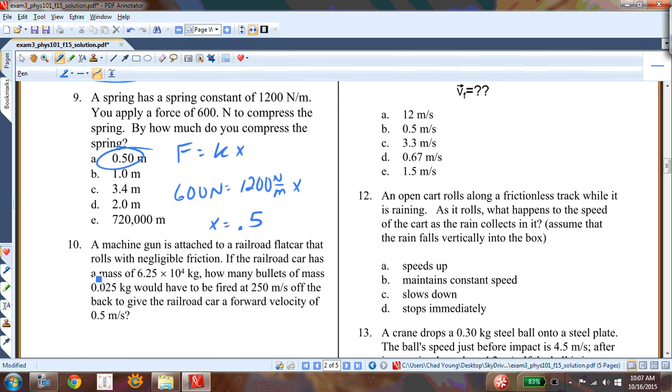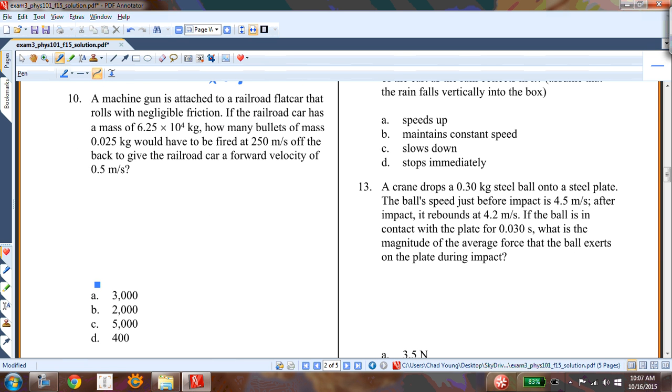A machine gun is attached to a railroad flat car that rolls with negligible friction. If the railroad car has a mass of 62,500 kilograms, how many bullets of mass 0.025 kilograms would have to be fired at 250 meters per second to give the railroad car a forward velocity of 0.5 meters per second? We had a similar problem. We have this gun. It's shooting bullets in this direction, and so it's going to have a recoil velocity in this direction.